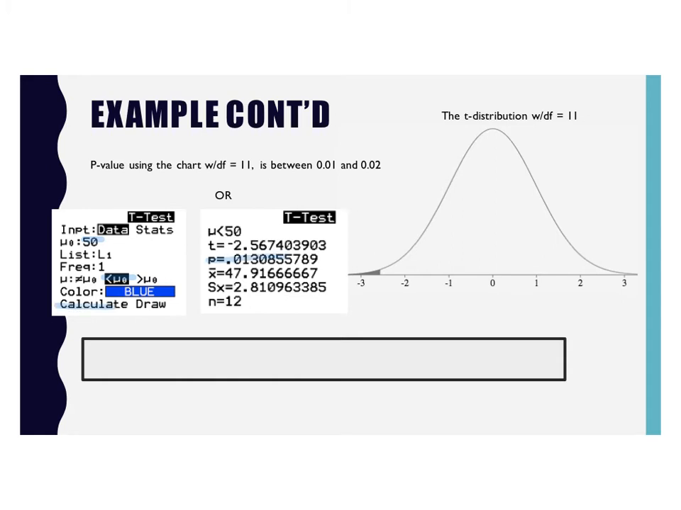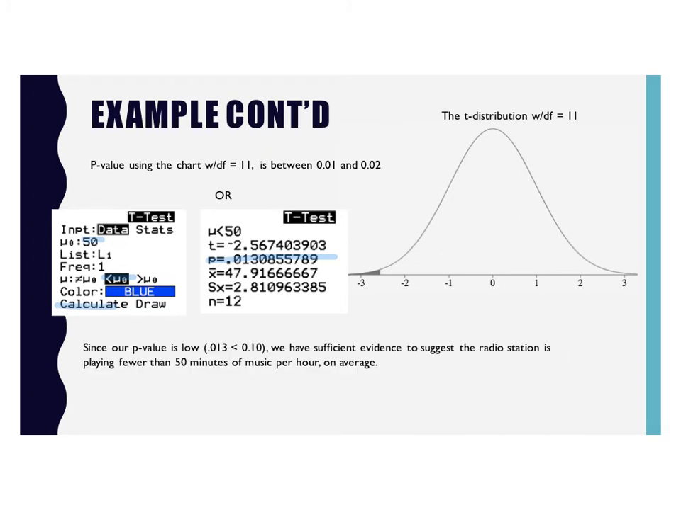Notice here's our p-value from our calculator, which is really close. It's between 1 and 2%. So you can either use the chart, or you can use your calculator. And then all that's left for us to do is to state our conclusion. Since our p-value is low, meaning 0.013 is less than 0.10, we have sufficient evidence to suggest the radio station is playing fewer than 50 minutes of music per hour on average.